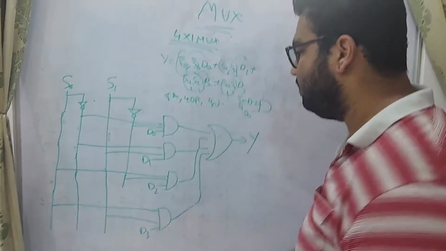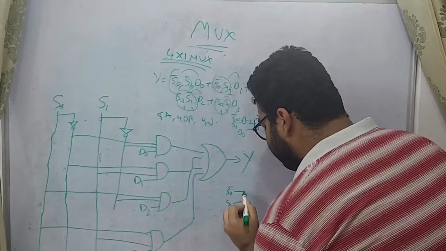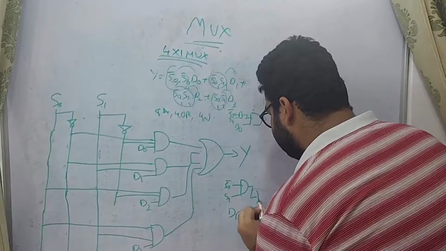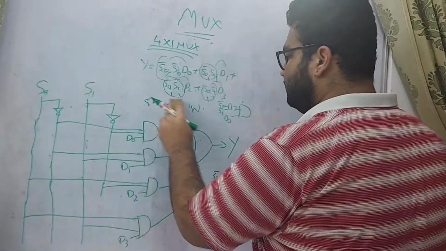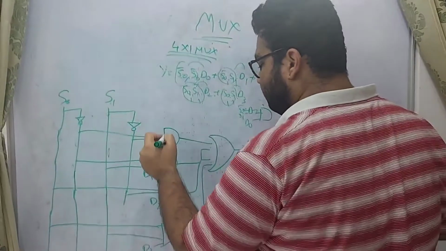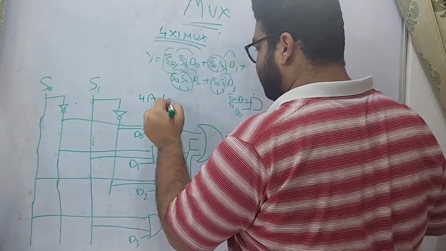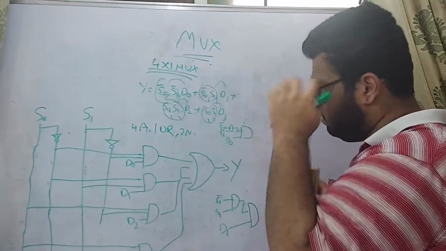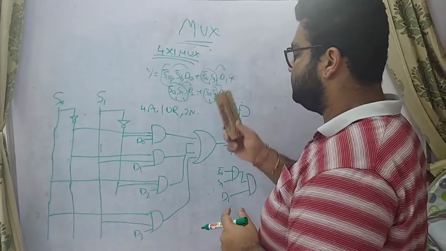In a similar way, for D1, you can take S0 bar, S1 in an AND gate, and for D1, this is also the same representation. So you can simply decrease the logic gates. So now here we require 1, 2, 3, 4 AND gates, 1 OR gate, and 2 NOT gates. And this is the 4x1 MUX representation.